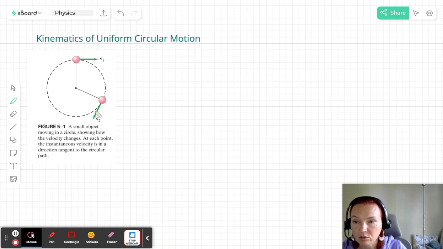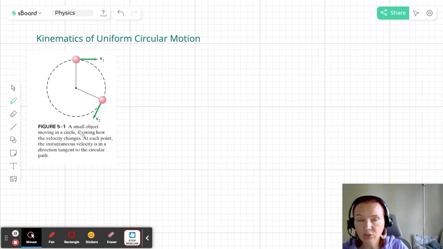The magnitude of the velocity, you can see, is the same, but the direction is different. This one is facing to the right, this one facing kind of down to the left. But since the magnitude is the same, we're talking about uniform circular motion.